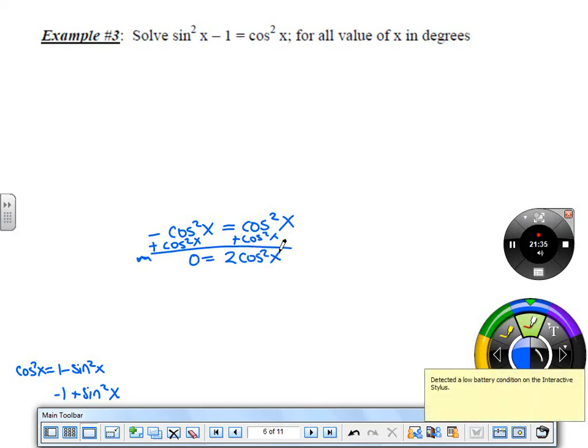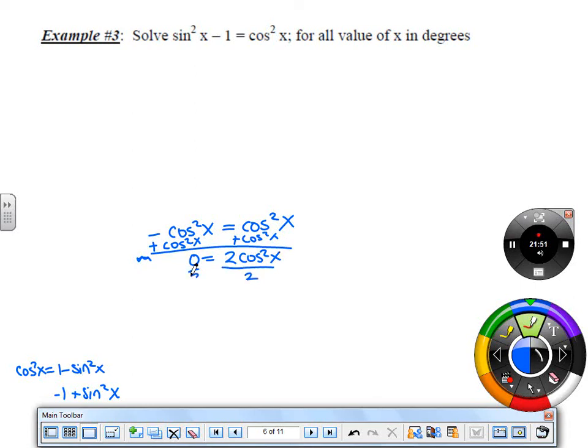Now, this one I can divide by 2. Remember Cody's idea of dividing by 2? Why is it okay here, but it wasn't okay before when he asked? Yeah, this is a factor of 2. This is not the cosine of 2 with something. This is 2, okay? So I can divide by 2, and I get 0 equals cosine squared x. I can square root both sides.